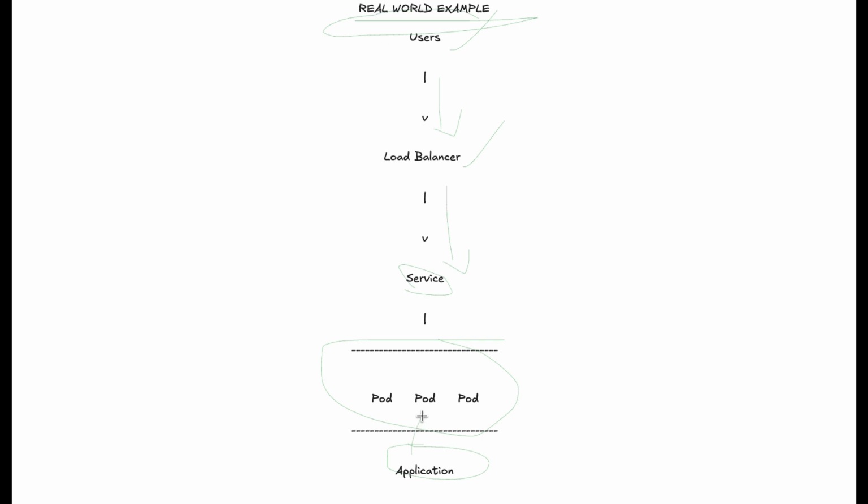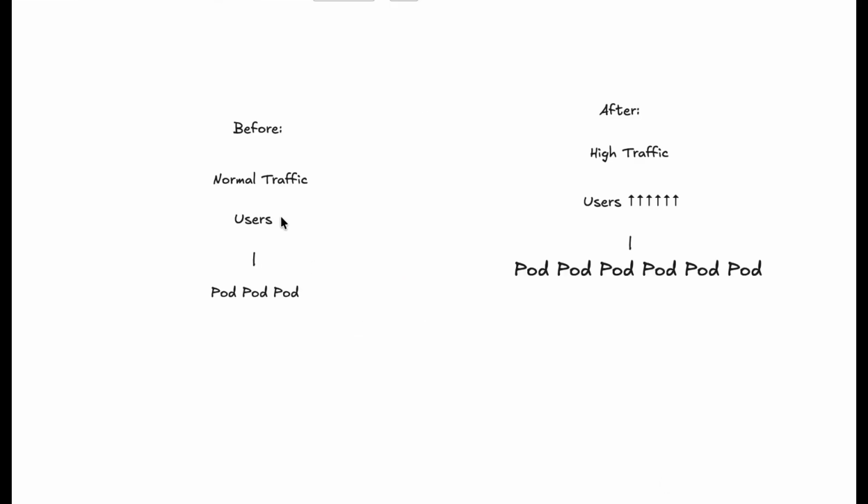Inside Kubernetes, a service provides stable network access to our pods. Pods can be created and destroyed frequently, so their IP addresses can change. The service gives a fixed way to access these pods. During normal traffic, these pods might be enough to handle the user requests.